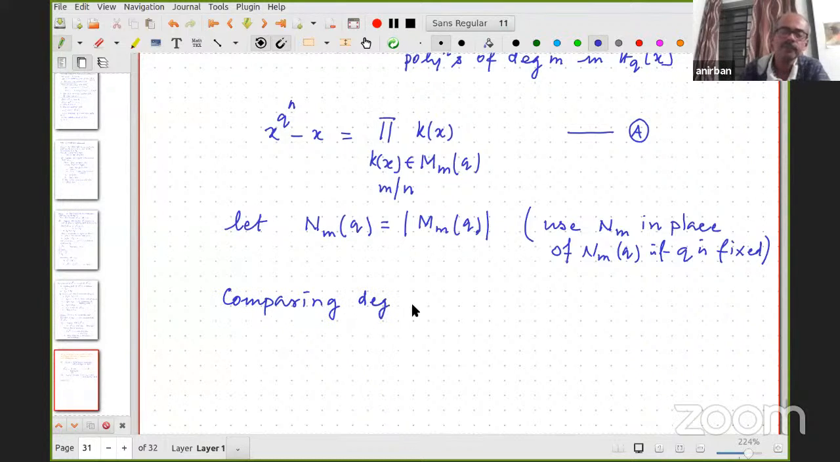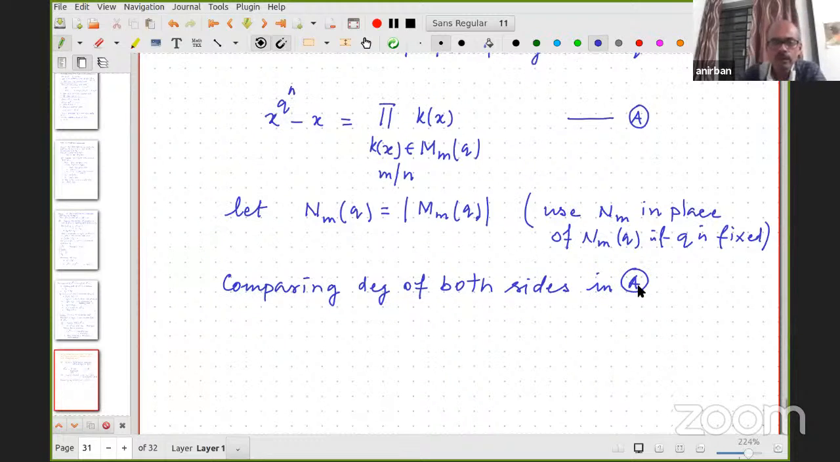Comparing degree of both sides in A. So what we get on the left hand side is very clear, of course, q to the n. So that's the degree. And what do we get on the right hand side?